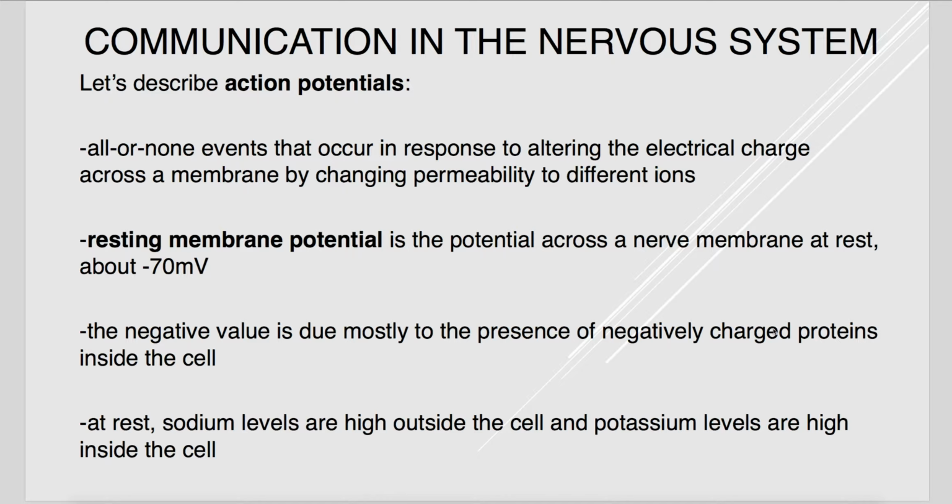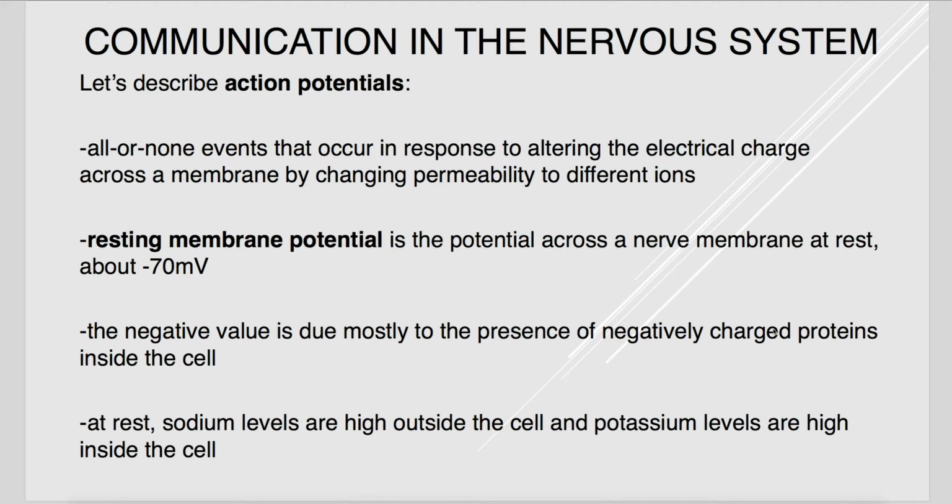So they occur in response to altering the electrical charge across the membrane by changing permeability to different ions. That's the key here. In order to communicate information down an axon, we have to change the permeability of certain ions, namely sodium and potassium.